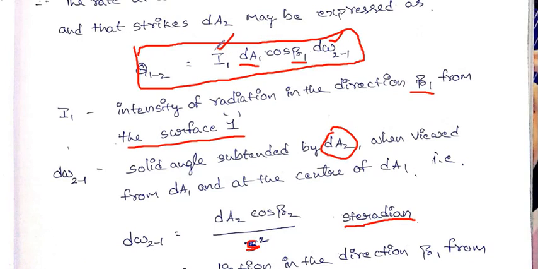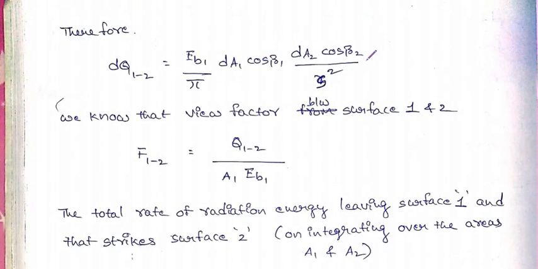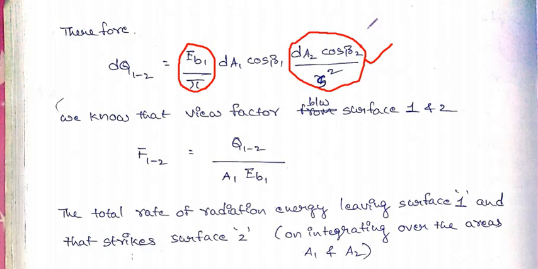If we substitute these two expressions, that is the intensity of radiation expression and the solid angle expression, then this equation will become like this. See here. So this is the intensity of radiation from the surface 1, Eb1 by pi, dA1 cos beta 1, dA2 cos beta 2 by S square. This is the solid angle subtended by elemental area dA2 when viewed from the elemental area dA1.